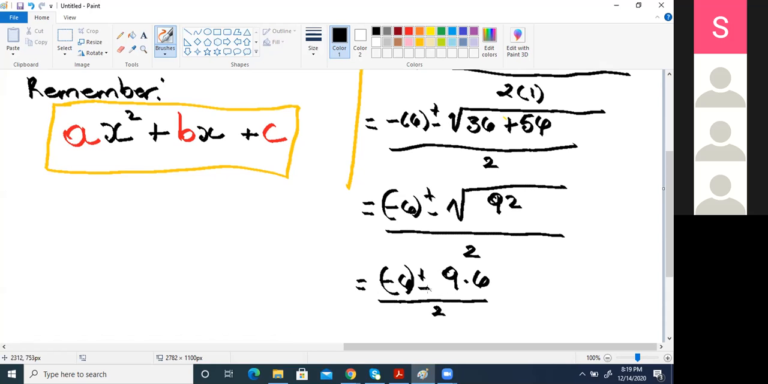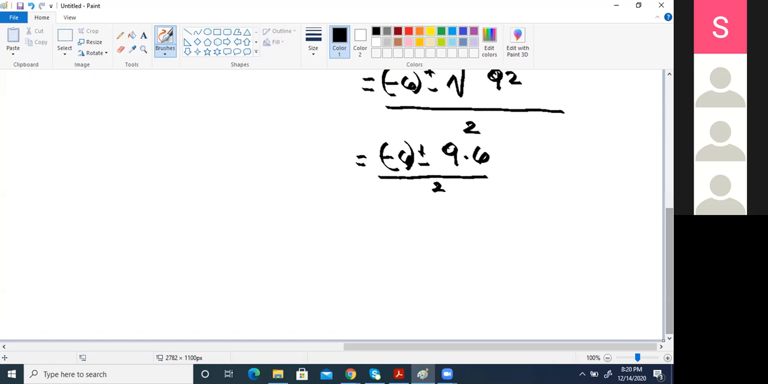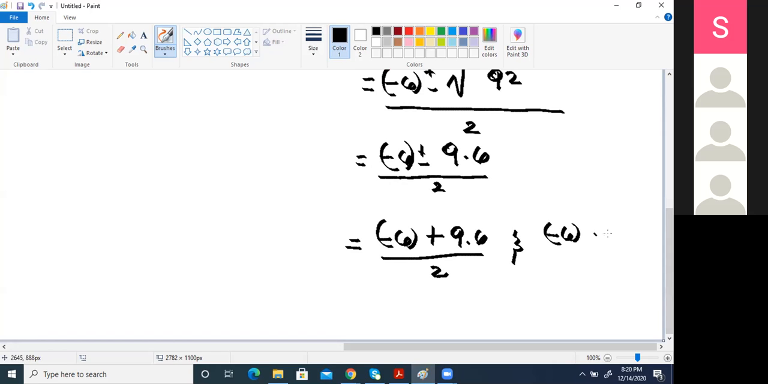All right. So you end up with this now, and you can go ahead and work it out even further. So you can have two possible solutions. Let me show you what those two possible solutions would be. One would be with a plus sign, and one would be with a minus sign. So we would have x equals -6 plus 9.6 over 2.